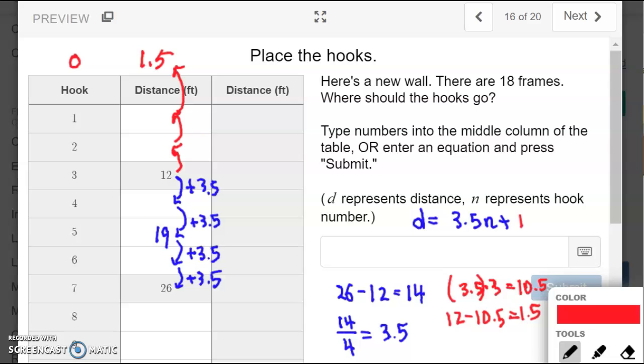So I know that the 0th term is 1.5. So it's going to be 1.5. And let's type that in. And when I submit it, I get the table filled out. And notice that 12 and 26 match up. So I know that I have my sequence correct.